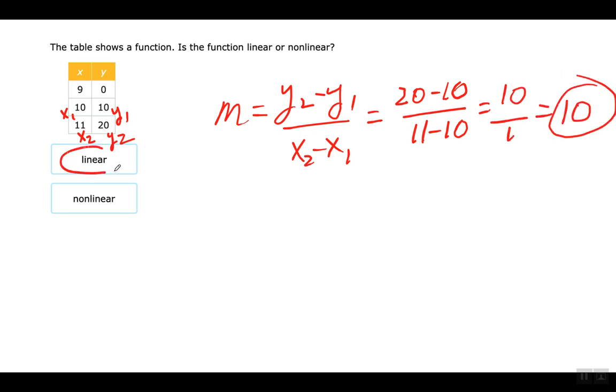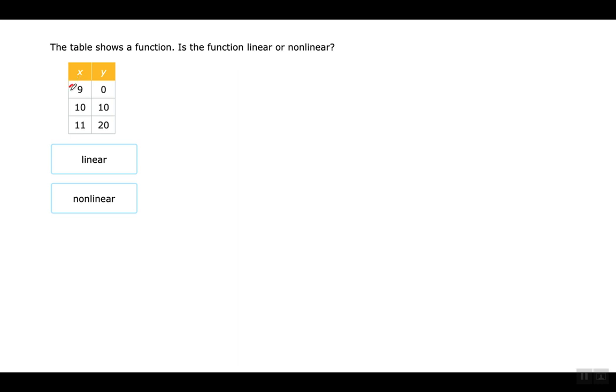So it's linear because it has a constant rate of change. Just by checking, again, I'll say it one more time. By checking the first one with the second one, and then checking the second one with the third one, if those two are constant, I don't need to check the first and the third one. It's going to be constant as well.